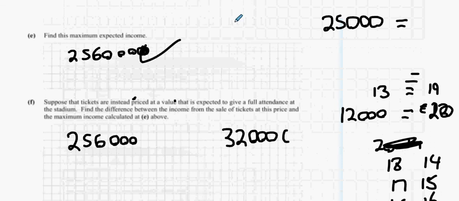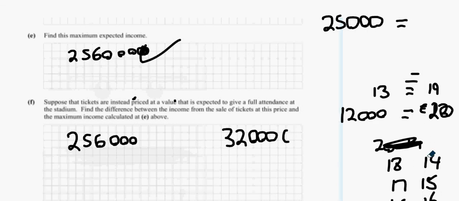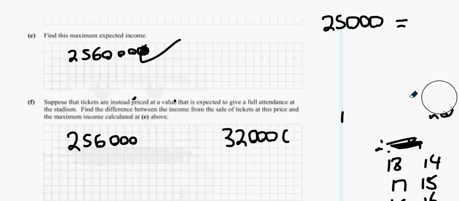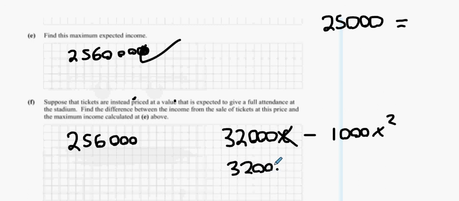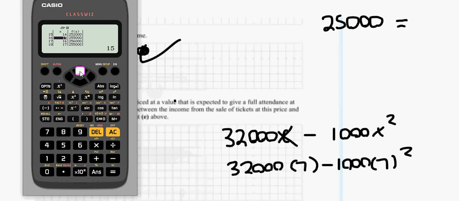Now we're going to run it into the equation. Now what's the equation for money made? It's 32,000x minus 1,000x squared. And we're going to sub in the number 7 because it's €7 worth. And what do we get here, guys? I can just read off my table function, can't I? 175,000.